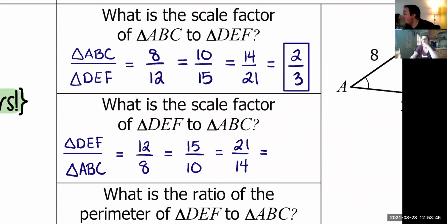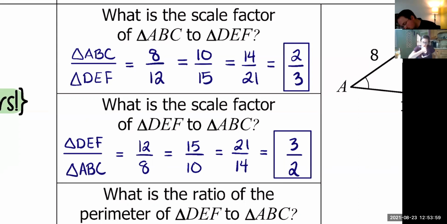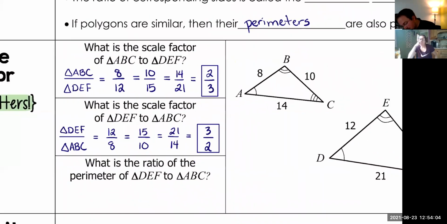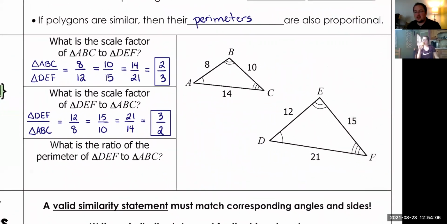But because they're still corresponding, the scale factor also flips to be 3/2. Now, again, not asking you to convert it necessarily to a decimal, but 3/2 is an improper fraction. That's technically 1.5, which tells me that triangle DEF is 1.5 times bigger than triangle ABC.